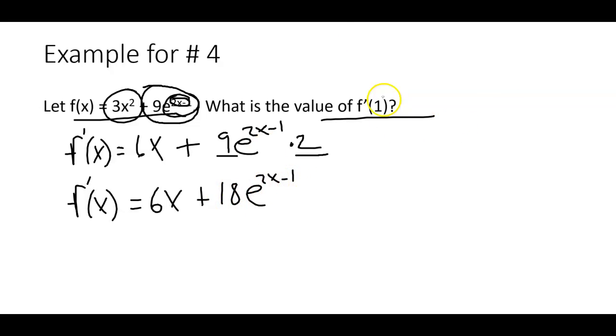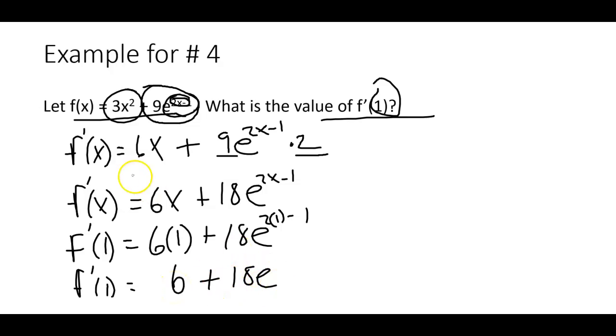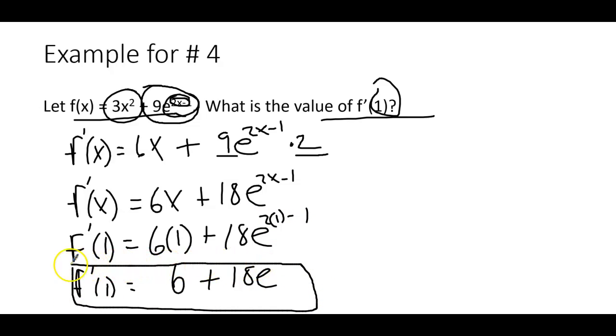And now we're ready to go ahead and plug in our value of 1 here. So let's do that. Oops, don't want a parenthesis there. So that's 6 plus 18e. 2 times 1 is 2, take away 1 is 1, so I have e to the first power, and that's about as simple as that problem's going to get right there. So that's the end of that one.